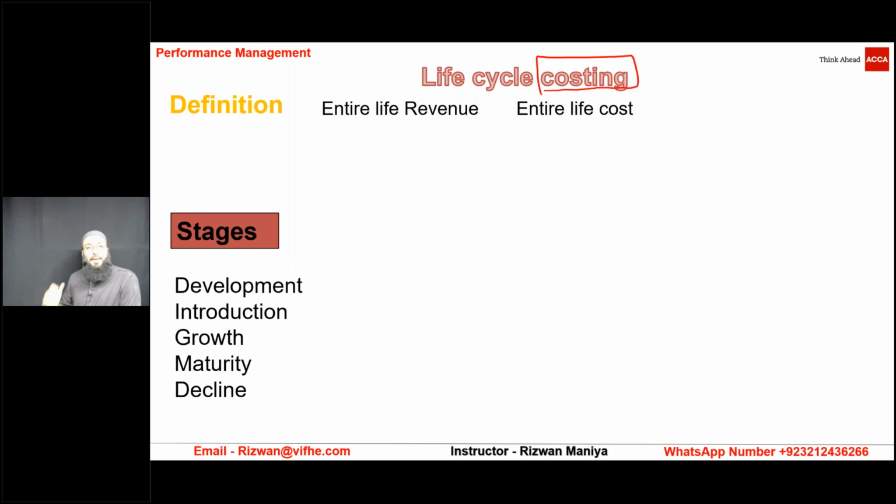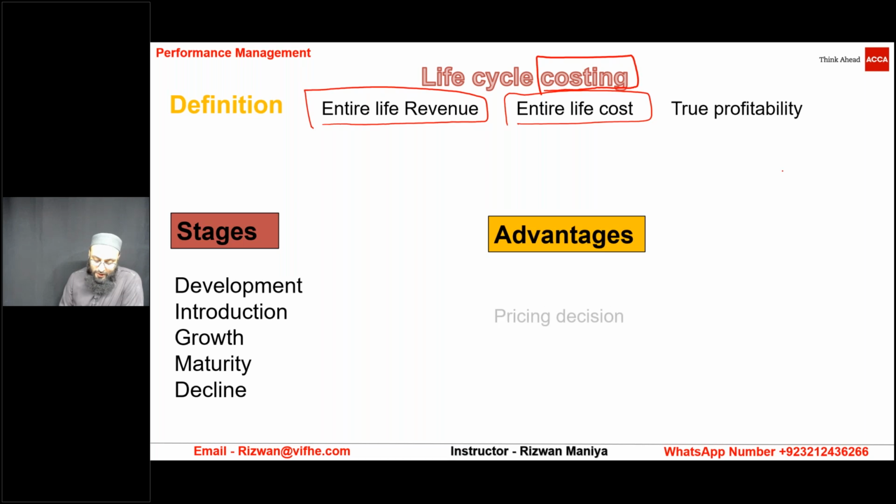So keeping in mind the basic definition, it's very simple. The definition is that we will calculate the entire life revenue, and we'll work out the entire life cost, and like this, we are able to figure out the true profitability of the product. So it's all an estimation work. Life cycle costing is a planning technique, and you do this in the planning phase or the development phase of the product life cycle.